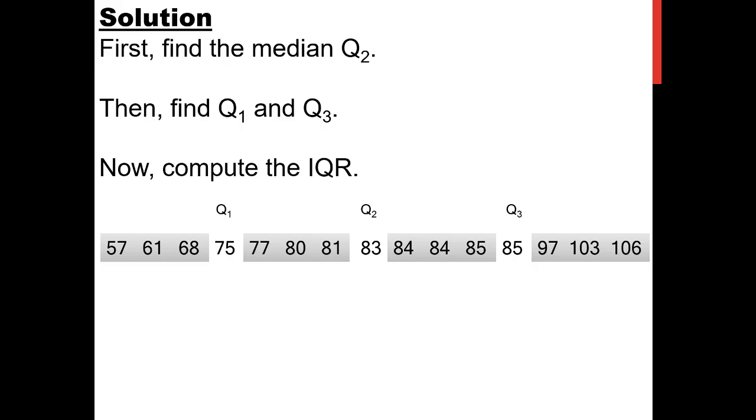Now we can find the IQR. The IQR is Q3 minus Q1. Q3 is 85, Q1 is 75, so that's 85 minus 75, and 85 minus 75 is 10. So the IQR here is 10. To use that to find outliers, we need 1.5 of the IQR.